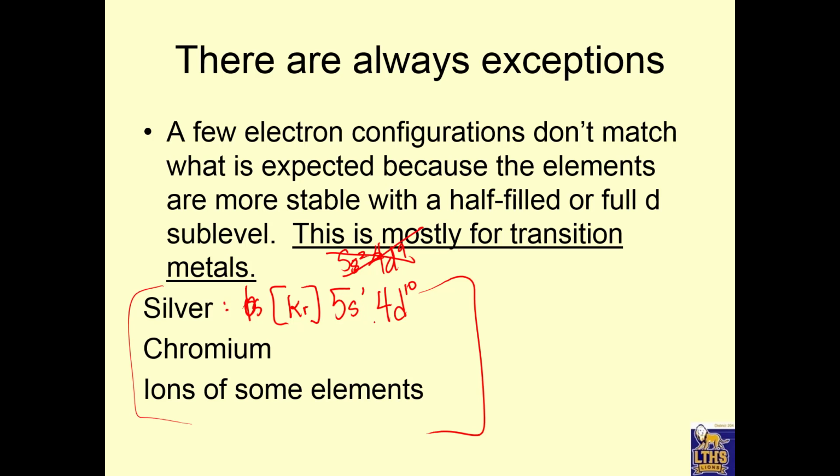Okay. Chromium has some similarities to that. So let's just say chromium. It should be argon, and then 4s2, 3d4. But that's not what we see. What we really see is 4s1, 3d5, because then each of those is half-filled, and that's more stable.